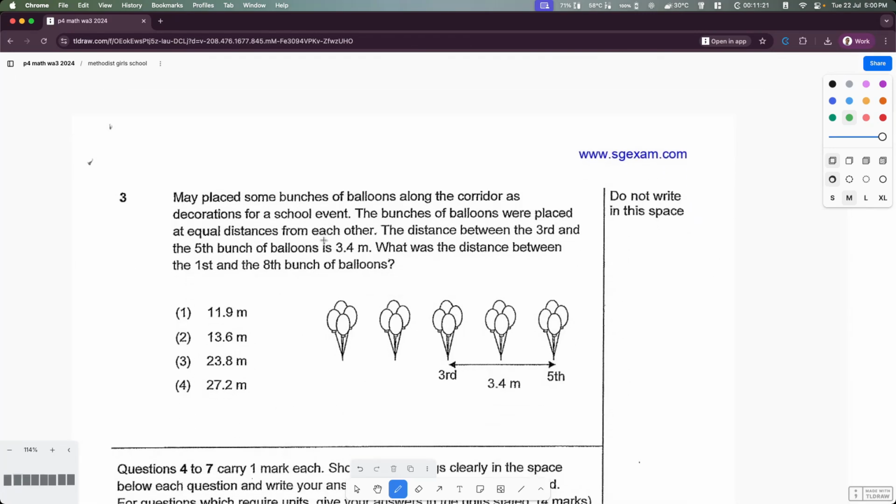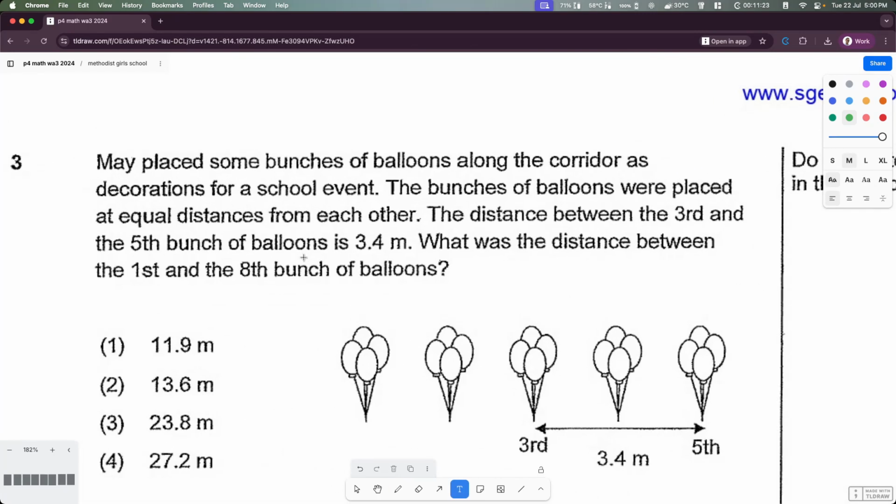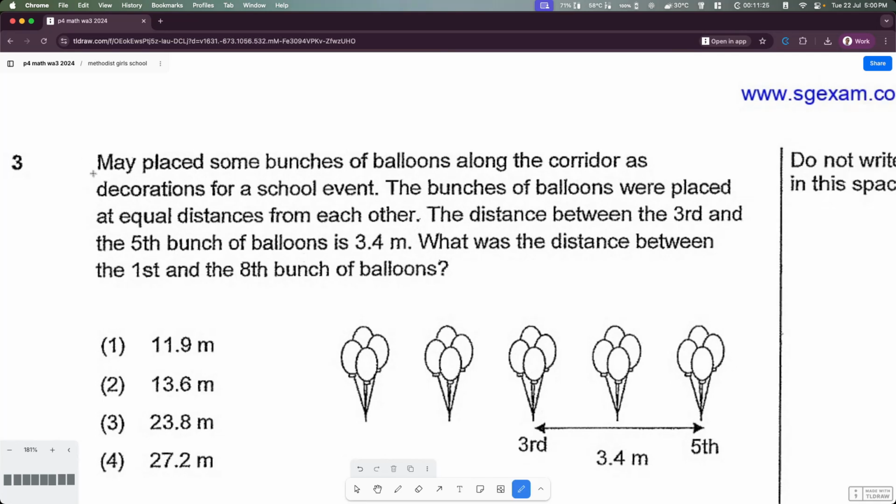Okay, let's move on to the next question. It's a lot. May placed some bunches of balloons along the corridor as decorations for a school event. The bunches of balloons were placed at an equal distance from each other. You can see here, very good clue.